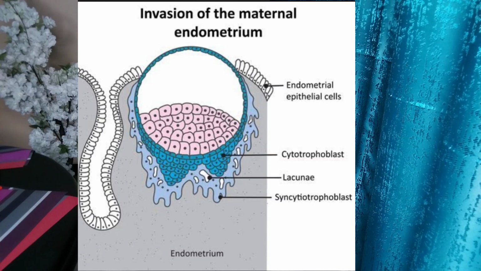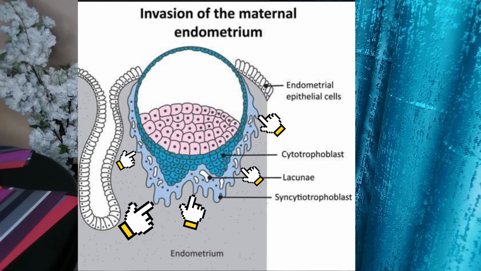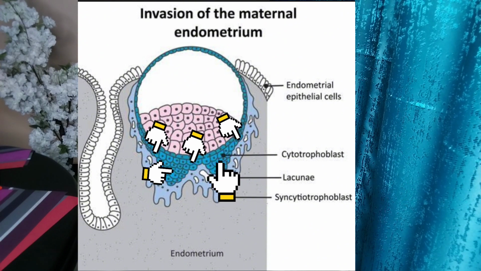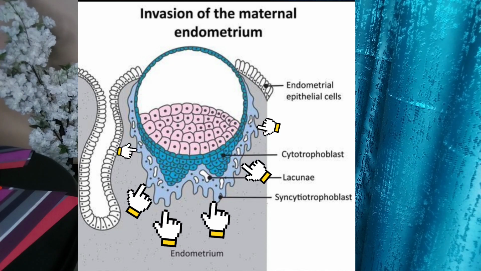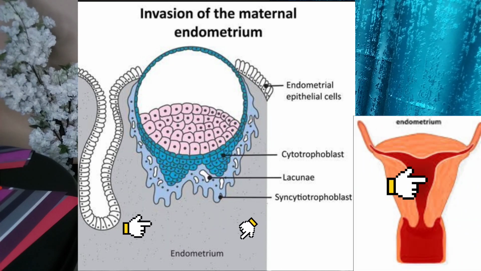cell layers. That is, it has the outer cell layer called the syncytiotrophoblast and the innermost part called the cytotrophoblast. Now it is the syncytiotrophoblast that digs deep into the endometrium, the inner wall of the uterus, allowing attachment of the blastocyst onto the endometrium, that is the uterine wall.